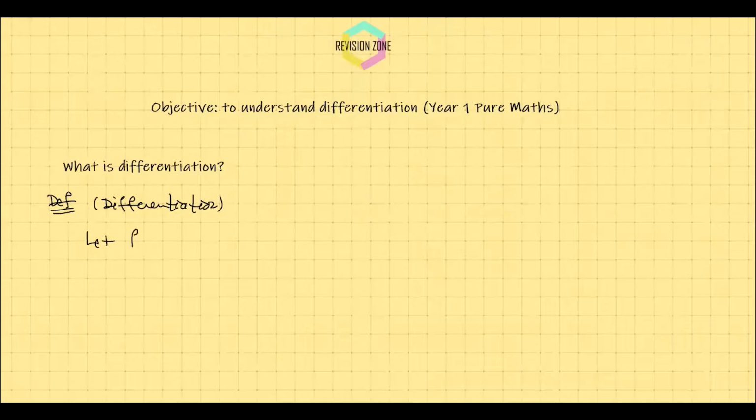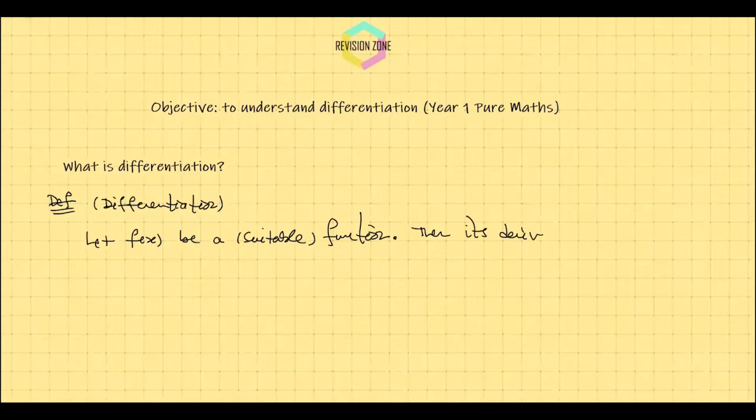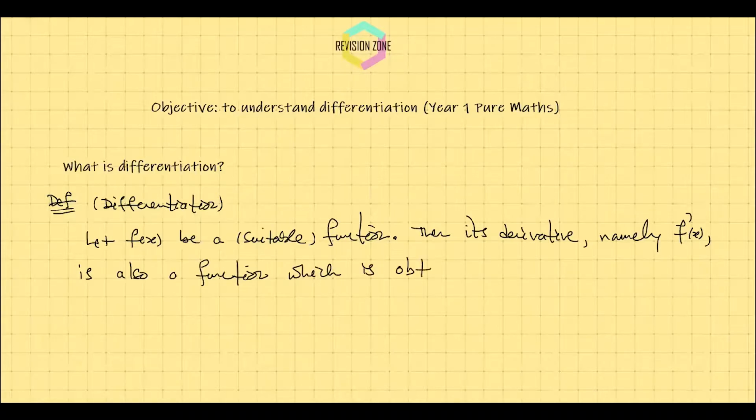Let f of x be a function. Should say suitable in brackets. All the functions we'll see on the A-level syllabus will be suitable. Be a suitable function, then its derivative, namely f prime x, is also a function which is obtained using the following definition.